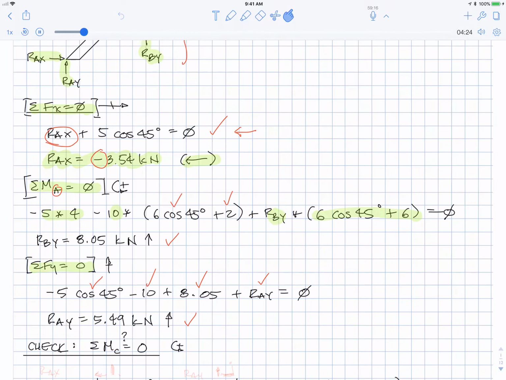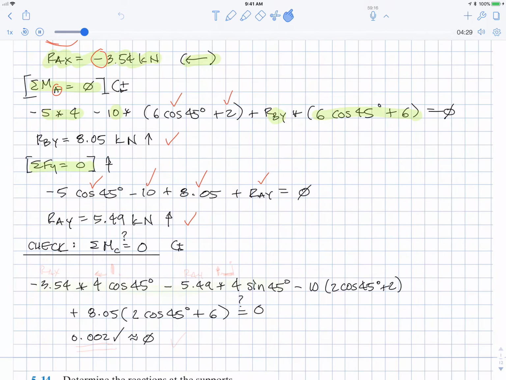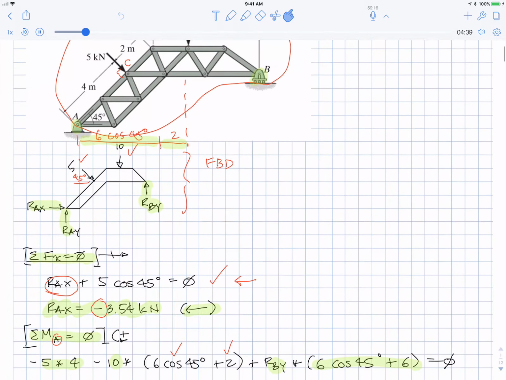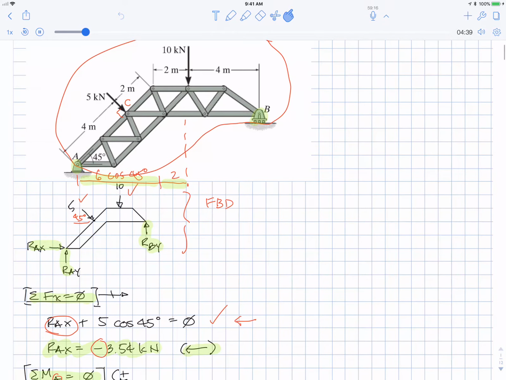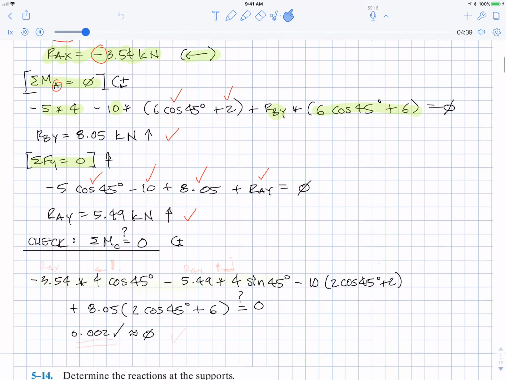Well, the geometry was complicated enough that I was not sure of myself, so I decided to check. Take moments about some other point, and so I'm going to take moments about point C, where that 5 kilonewton force is, just because then I don't have to do x and y components of that. I wanted to see if the moments at C add up to 0, which they should.